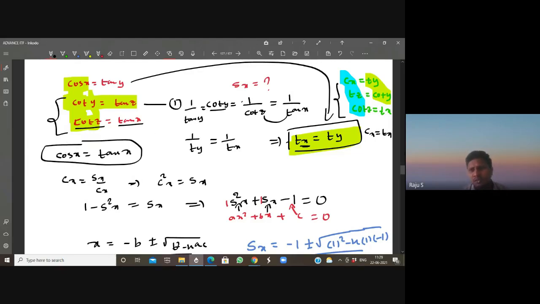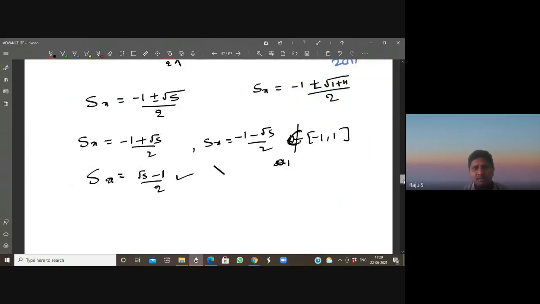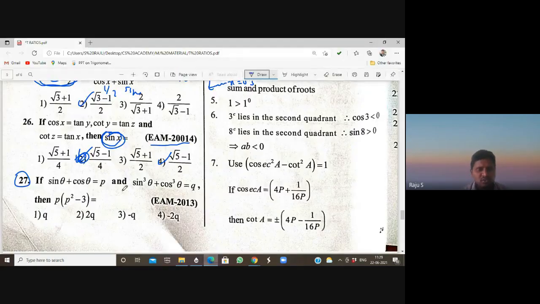Both the ways you can do it. After that, same, you'll get a quadratic equation in terms of sine, then after that find sin x. Next question.